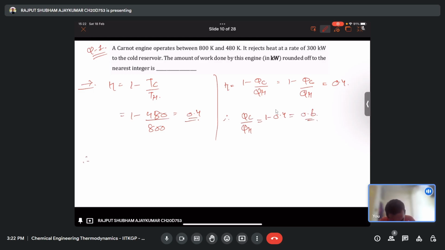Now we apply the first law to the energy. If you apply the first law, then Ws equals Qh minus Qc. Qh is going to be 500 minus 300. Oh, wait.